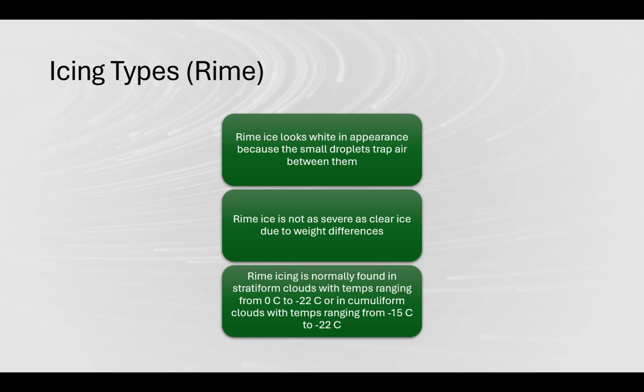Rime icing is normally found in stratiform clouds. I mentioned it, smaller water droplets. You're going to have less vertical motion in a stratiform cloud. You're going to have smaller water droplets in those stratus clouds. And we generally look for icing conditions in clouds with temperatures from 0 degrees Celsius to negative 22 degrees Celsius. But you also can get some rime icing mixed with clear icing in cumulus clouds, depending on where you're at in relation to the freezing level. But you see here, cumulus clouds, the temps range from negative 15 to negative 22 Celsius.